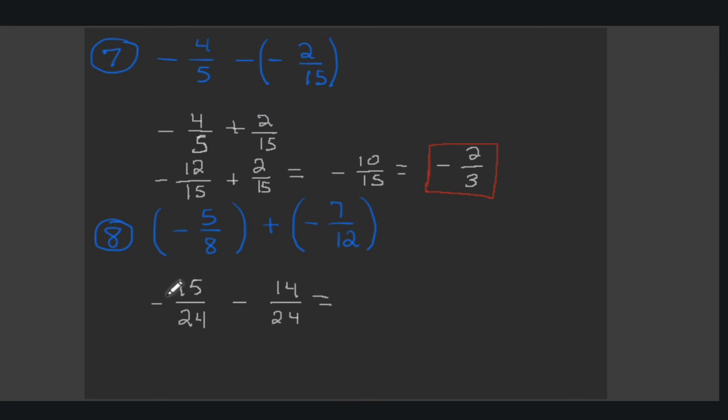Notice we have two negatives here. This negative belongs to the 15 of the numerator. This negative belongs to the 14 of the numerator. Remember, we don't do anything with the denominators at this point. Whatever signs or operations you see belong to those numbers in the numerators. So we have negative 15 minus 14, and that's equal to negative 29. So our answer here is negative 29/24.